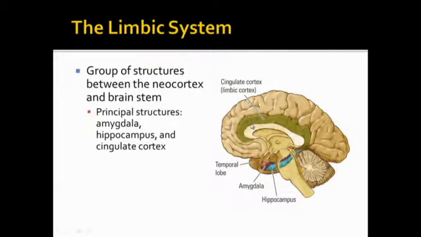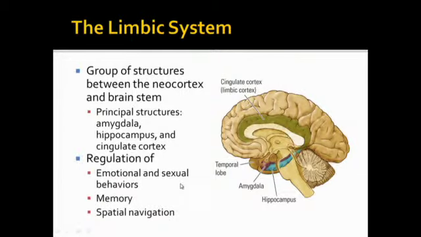And it consists of a number of different structures. It always changes. What are the core structures? We always tend to include lots and lots. But the principal ones are the amygdala, which is here in purple, and it's at the end of the hippocampus here in blue, and the cingulate cortex here in green. So these principal structures are involved in the regulation of emotion and motivation, some sexual behaviors, memory, spatial navigation.